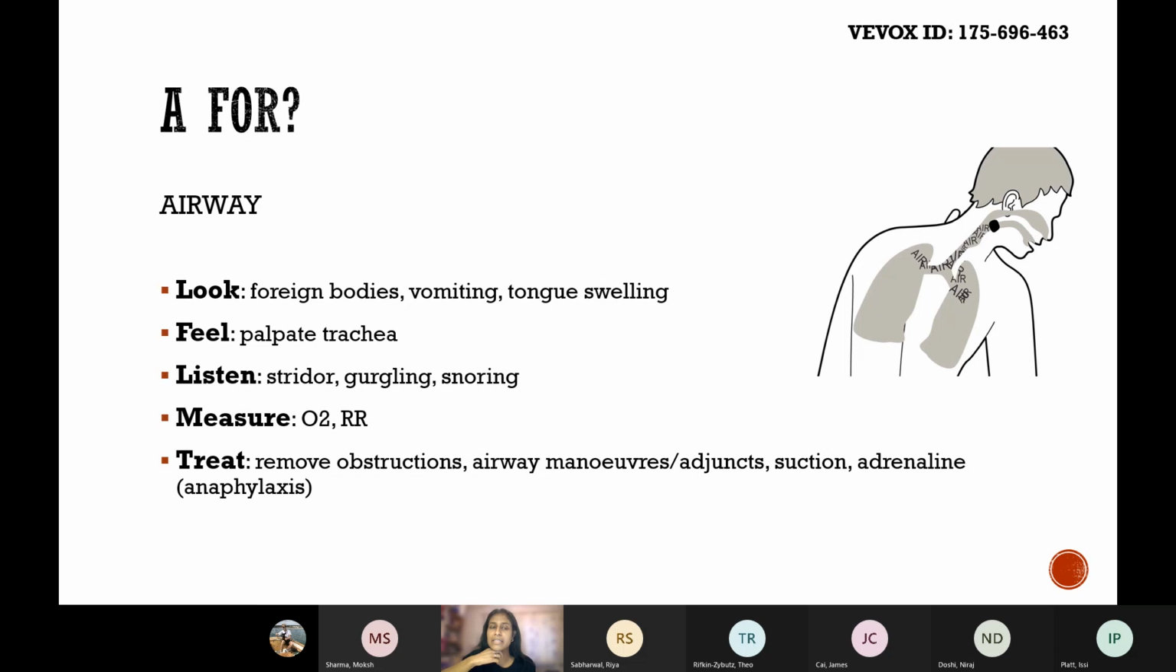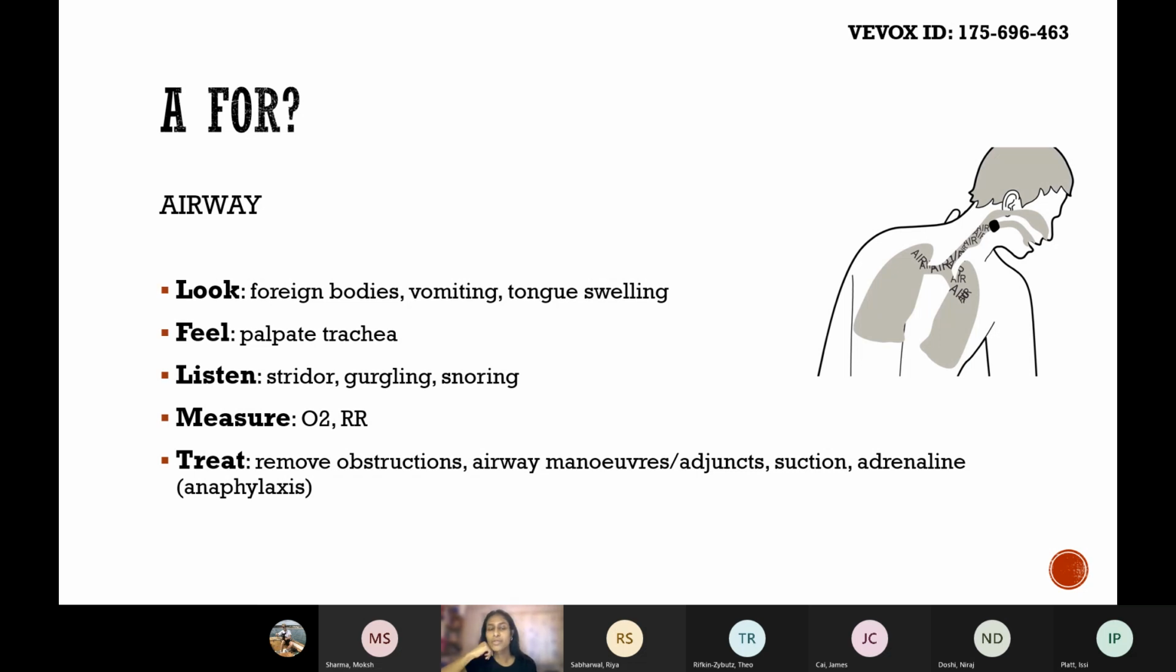I guess sounds that you guys want to commit to memory are things like stridor, gurgling, snoring, maybe even wheezing as well in something like an asthma attack. Especially in an OSCE station, these are words that you want to reel off: I'm listening for stridor, gurgling, snoring. And then the next part of the structure is measuring.